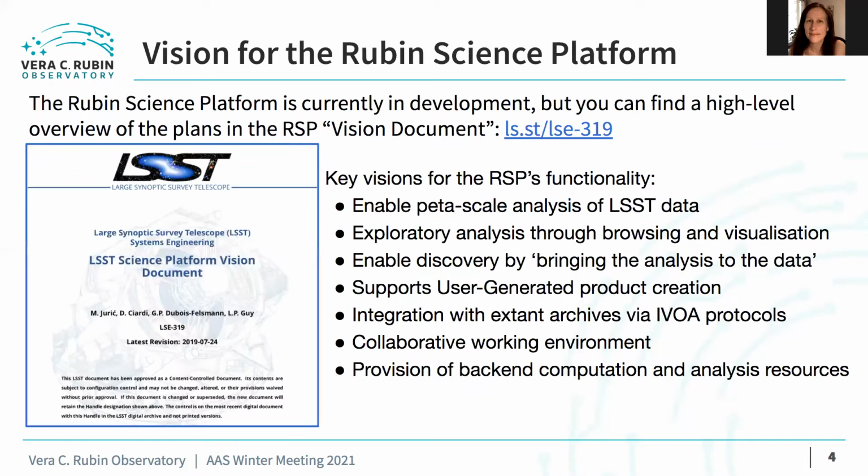The Rubin Science Platform is currently in development, but you can find a high-level overview of the plans for the RSP in its vision document at ls.st/lse-319. The key points of this document are summarized in the rest of this talk.